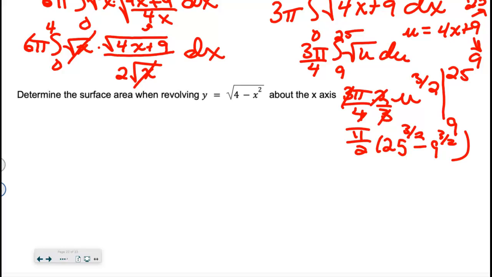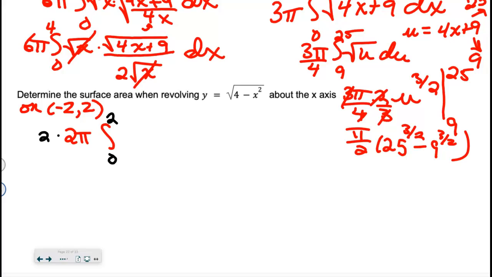All right, next up, we're going to do this one on the interval from -2 to 2. And there's a reason I chose this particular function. I'm going about the x-axis. So we're going to start. Here we go. 2 pi integral from -2 to 2. Could I go from 0 to 2 and double? Yes, if you know that it's symmetrical, which you should.